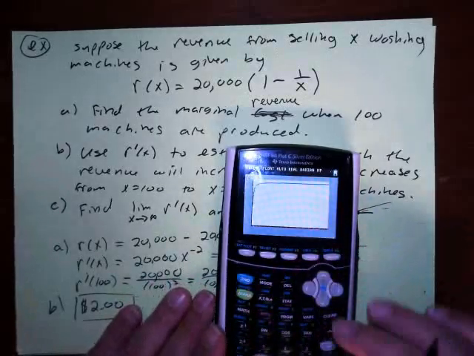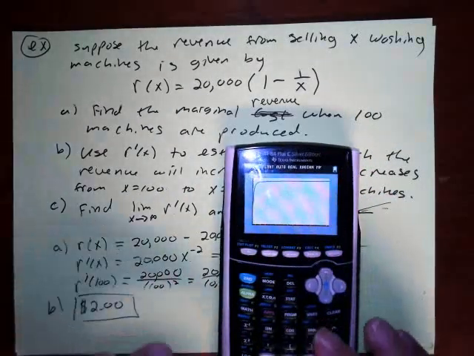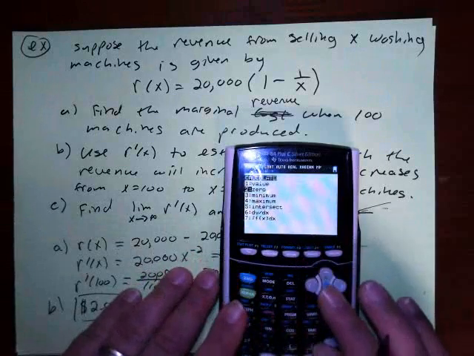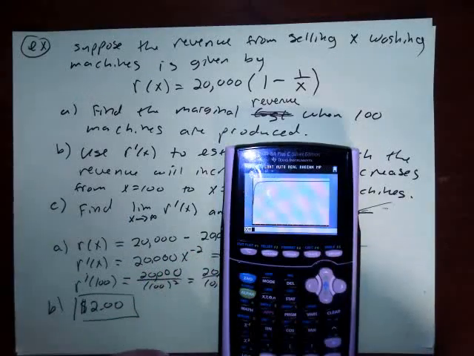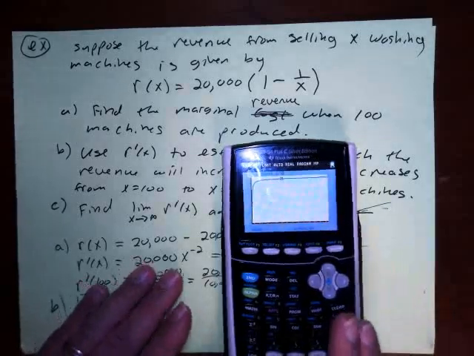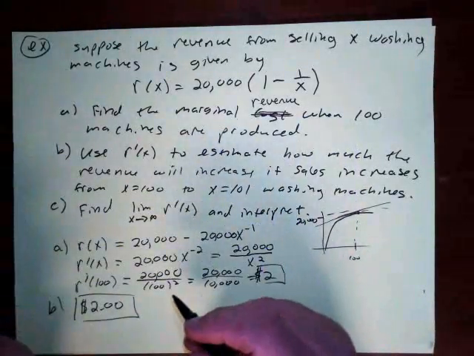Let's actually find the actual amount. This is a graph of the function here, and I'm going to do second calc, and I'm going to find the value at 101, and it looks like the value at 101.